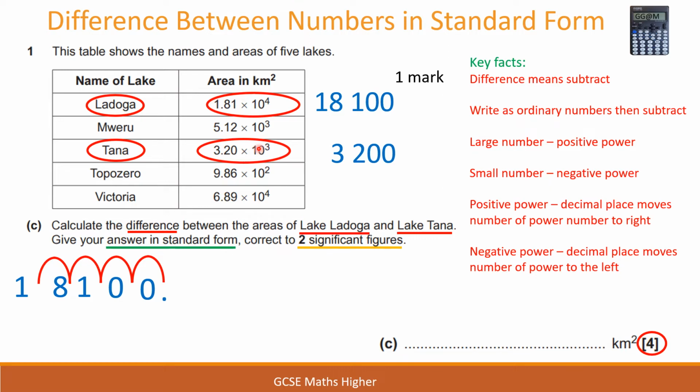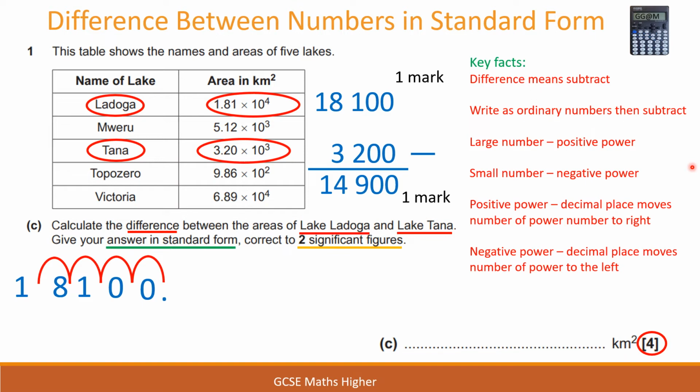From here, we need to subtract the numbers because we've got to find the difference. Okay, so to find the difference, we are going to subtract these numbers. Now, you are allowed a calculator for this question, so you can literally just type them in on the calculator, or you could have even typed in the question on the calculator in the first place. But you'll be given the answer 14,900, which is your second mark.